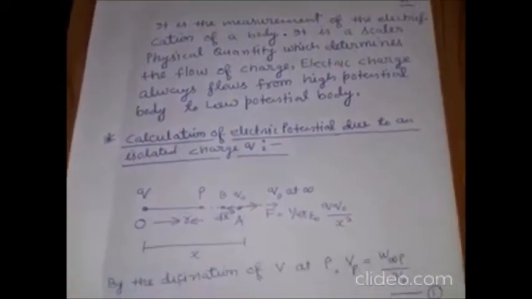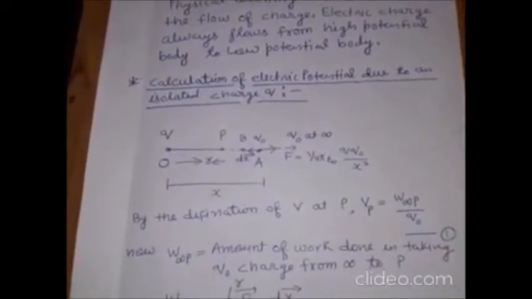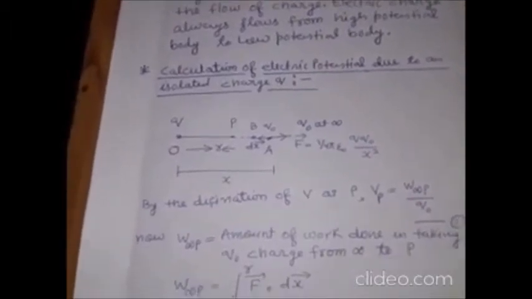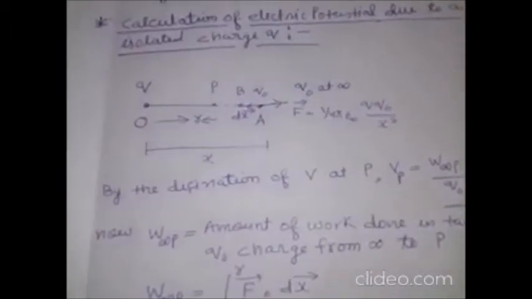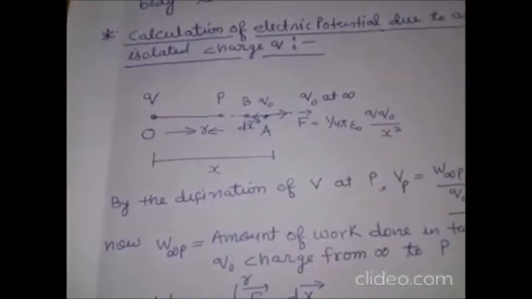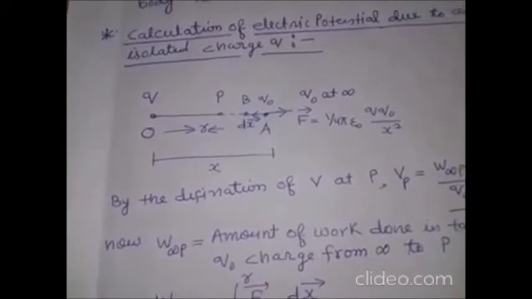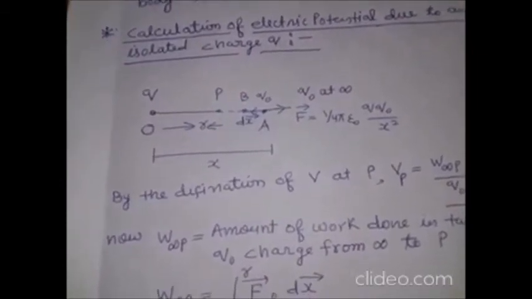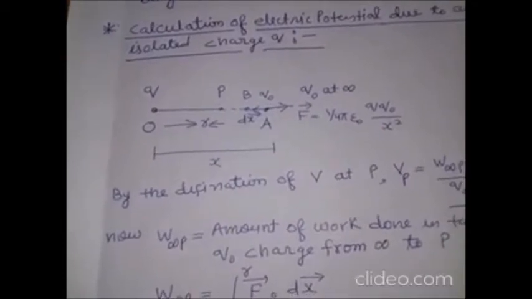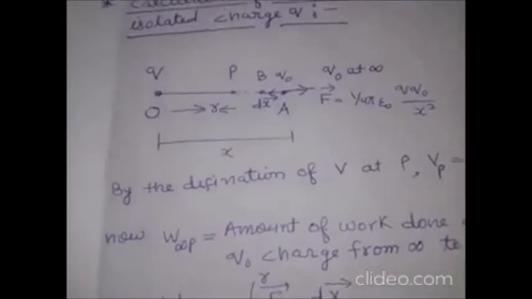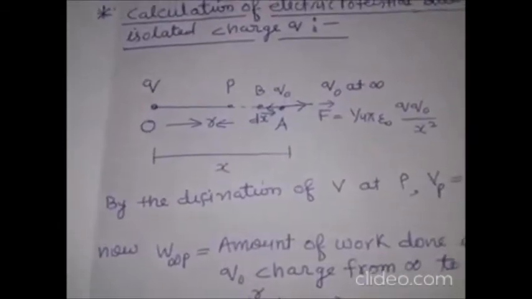Now we will calculate the electric potential due to an isolated charge Q. You can see in the diagram there is an isolated source charge Q placed at point O, and there is a point P at a separation r from the source charge. At this point P, we have to calculate the electric potential.